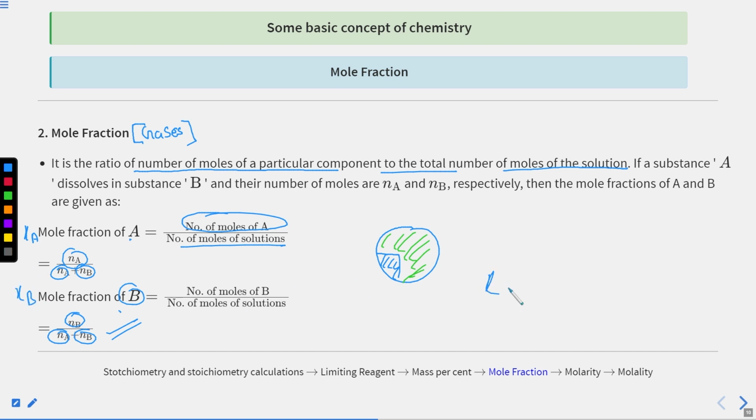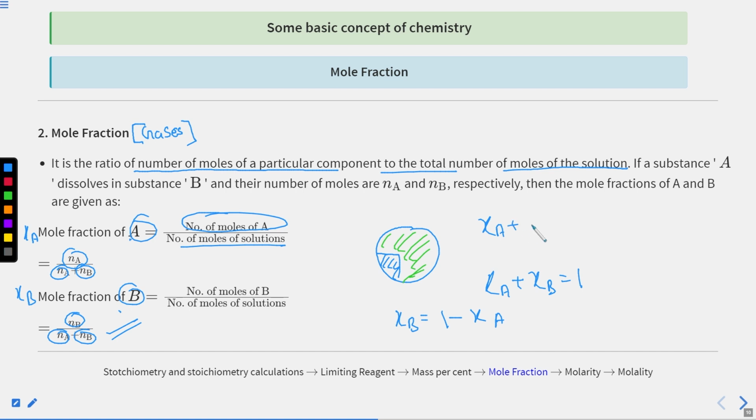So therefore chi A plus chi B, since only 2 species are present, is equal to 1. Now if you are given the mole fraction of A and you are asked to calculate the mole fraction of B, how will you calculate? So chi B will be nothing but 1 minus chi A. Very simple to calculate, but this is only for a binary solution.